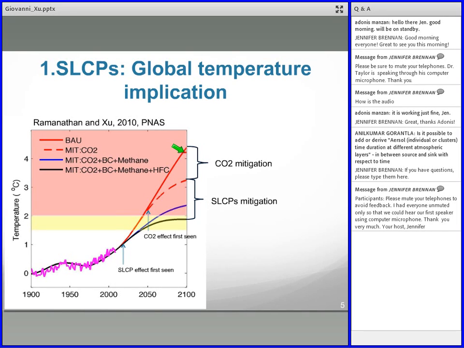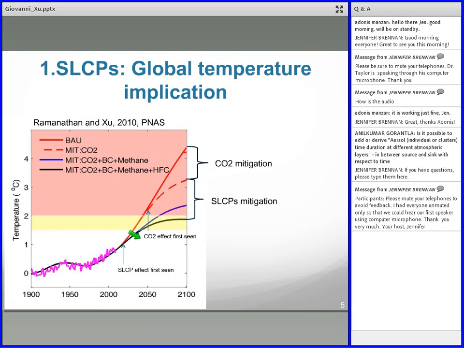That's something not so good. And if we combine the emission reduction of CO2 and short-lived climate pollutants, we can effectively lower the temperature projection to be under 2 degree warming. And we can see CO2 and short-lived pollutants are contributing about half to the warming mitigation.